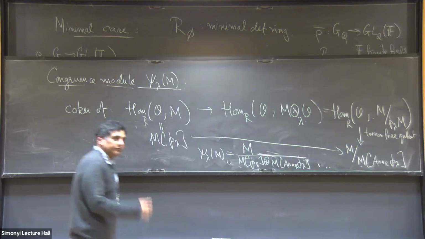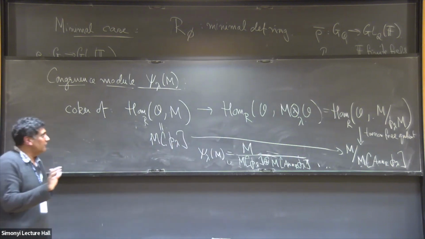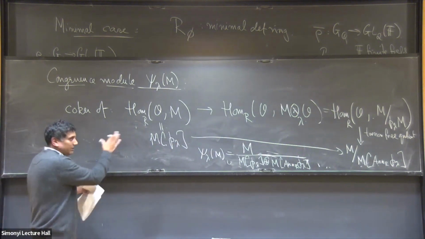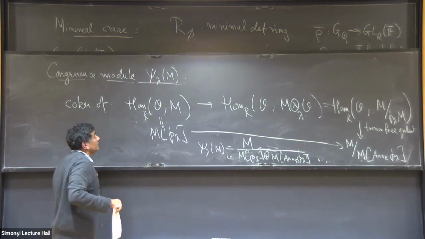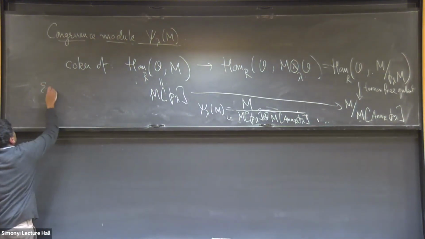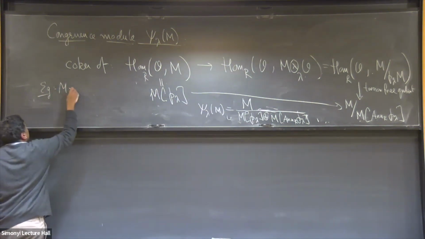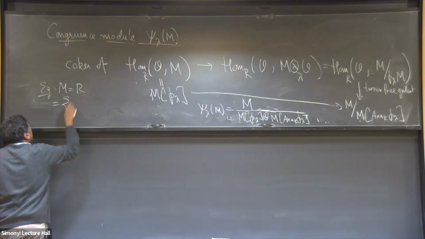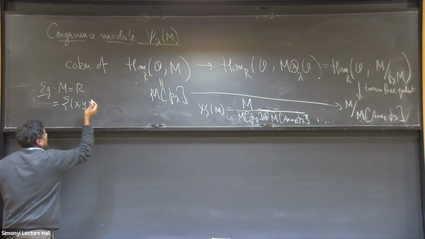Right? So this is the definition of congruence. Now, for those of you who have not seen it, if you want to get a sense of it, what is it in the case of m equal to R? Let me give an example. So when m is equal to, let's say, R, let's look at m equal to R, let's say equal to xy. I mean, this is the example everyone gives, okay?